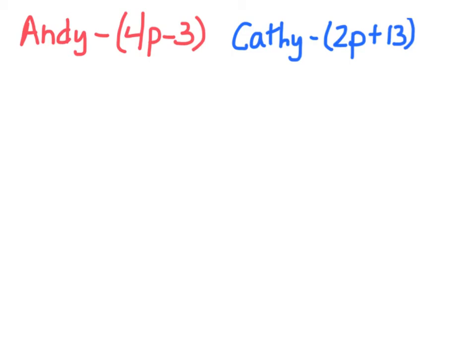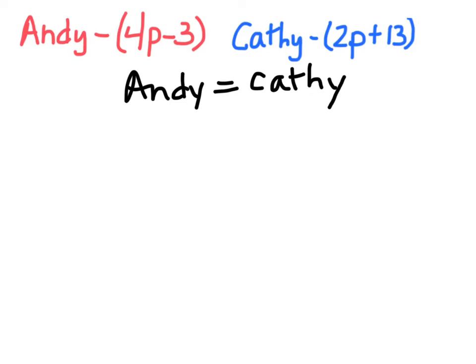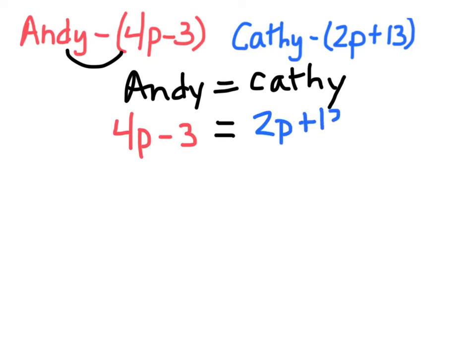We want Andy to equal Cathy. So we're going to substitute in the expression that tells us Andy's pencils, and that's 4P minus 3. And we're going to set that as equal to 2P plus 13, which is the number of pencils that Cathy has. So now we simply follow the procedure for solving an equation with a variable on each side.